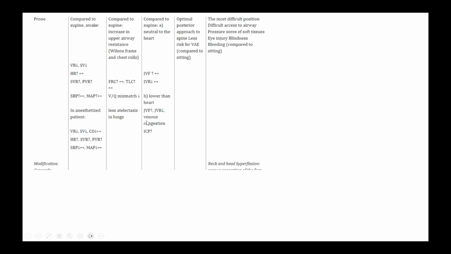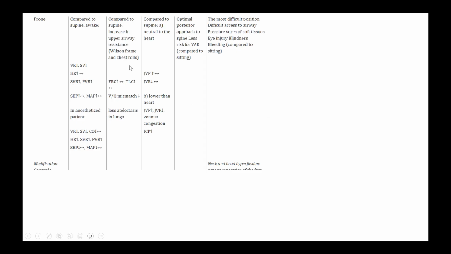Now coming to the prone position, which is adopted mainly for spine procedures. Here you can see the venous return is likely to decrease, stroke volume is likely to decrease, heart rate will increase, and SVR and PVR may increase in this case. And once you anesthetize the patient, all these things are likely to go down, and there is likely to be hypotension in this patient.